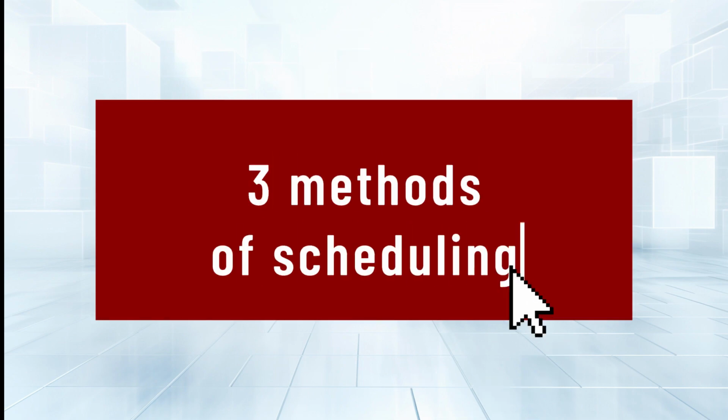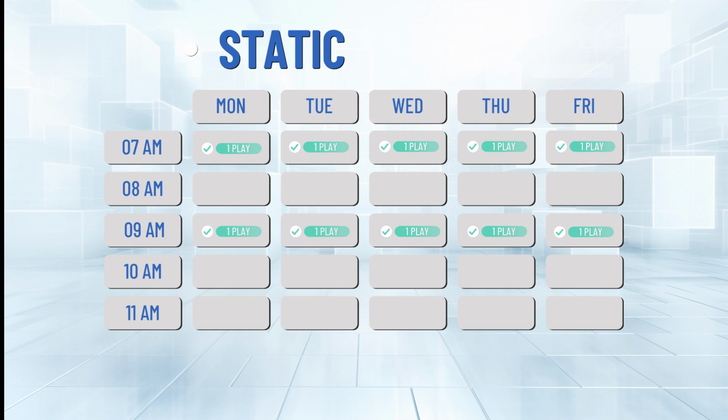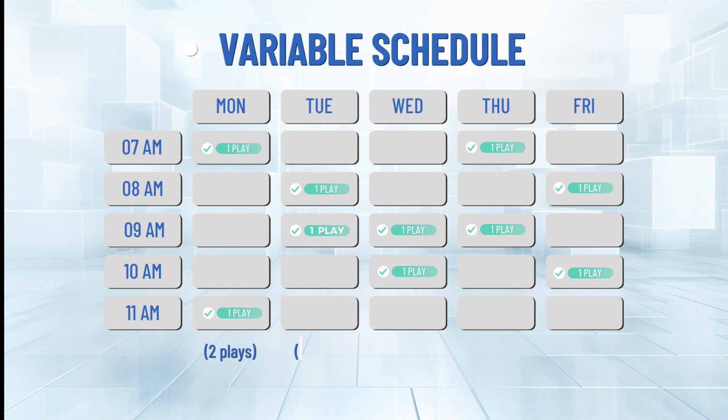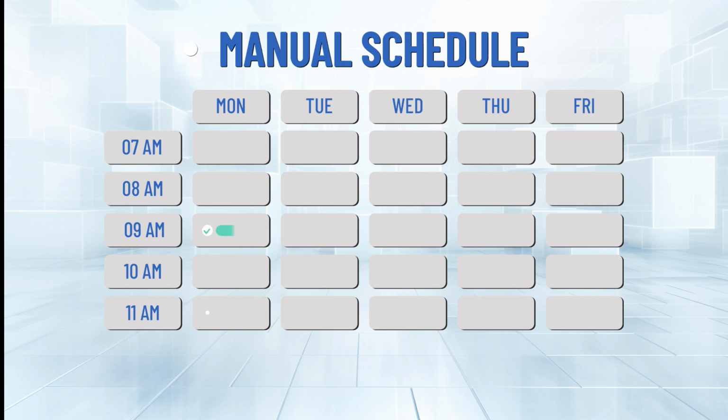AdMaster offers 3 distinct methods for scheduling campaigns. Static schedule. This option repeats the same hours and plays from day to day, offering advanced features we'll cover thoroughly. Variable schedule. Harness the power of AdMaster's scheduling algorithm by setting day parts and plays. The algorithm calculates diverse hour combinations for each day, providing numerous scheduling possibilities. Manual schedule. As the name suggests, it involves manual selection for each play. This is ideal for agency orders with specific hour selections and requests.